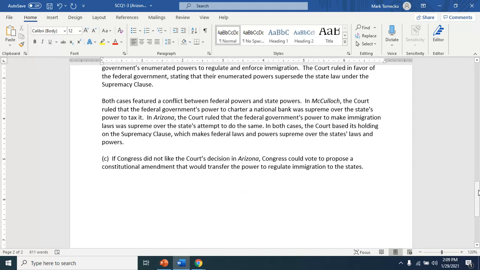Finally, part C, again, a relatively simple answer. This is one sentence, which rarely is good enough, but it might suffice here. Remember, they want to know, what could Congress do if they didn't like the decision in Arizona? And the answer simply says, Congress could vote to propose a constitutional amendment that would transfer the power to regulate immigration, from the federal government to the states. We could change the Constitution.